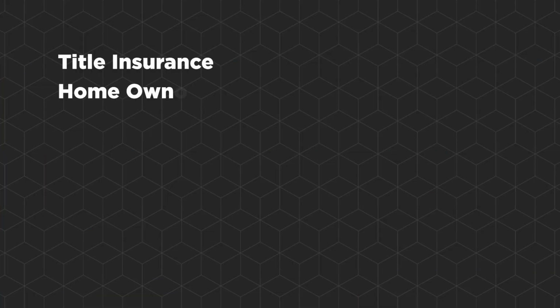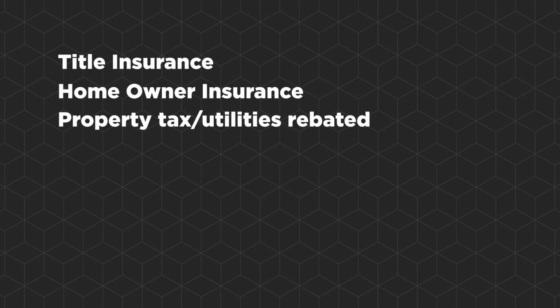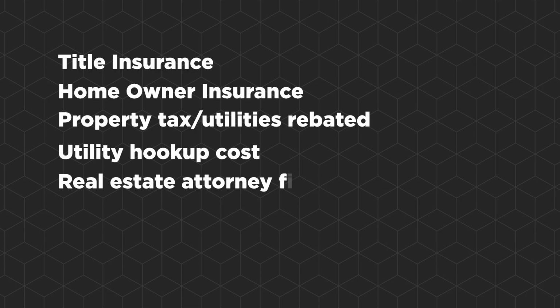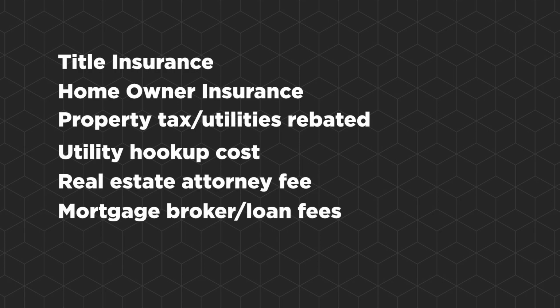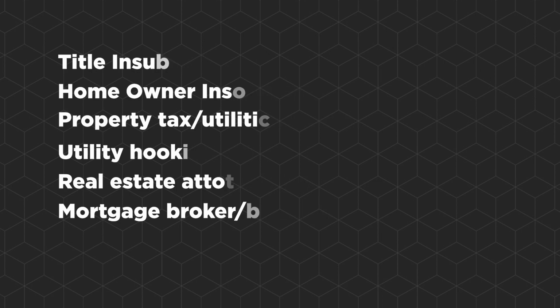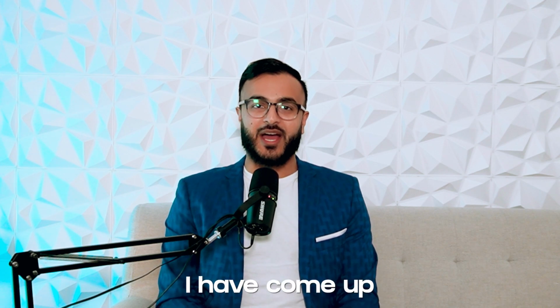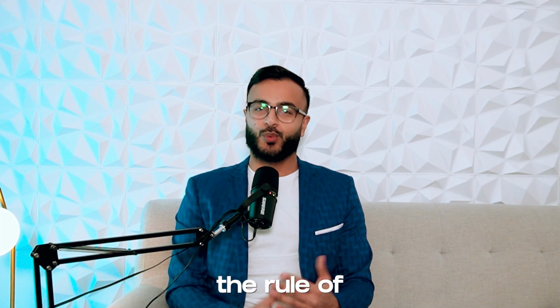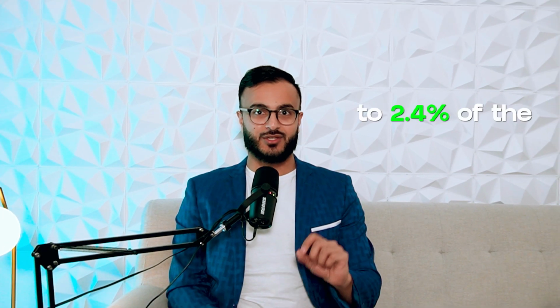In addition to land transfer tax, the closing costs also consist of many other items such as title insurance, homeowner insurance, property tax, utilities rebated amount, utility hookup cost, real estate attorney fee, mortgage loan or broker fee, if any, and a few other miscellaneous expenses like moving, storage, etc. To make it easier for you, I have come up with a little bit of a formula, and the rule of thumb is that closing cost will vary between 1.8% to 2.4% of the purchase price.